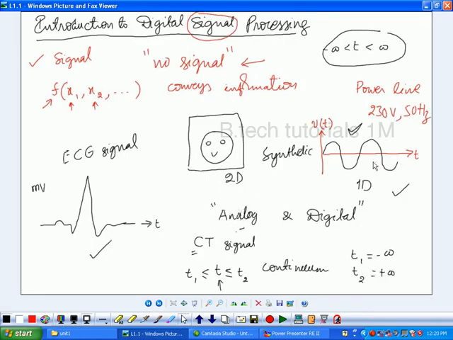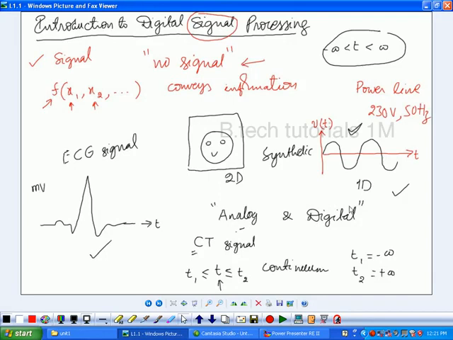Here, in the case of analog signal, the independent variable t can take all possible values from minus infinity to plus infinity. In the case of continuous time signal, here also the independent variable t is taking all possible values from t1 to t2, that is, over a finite interval of time. That is the difference between analog signal and the continuous time signal.